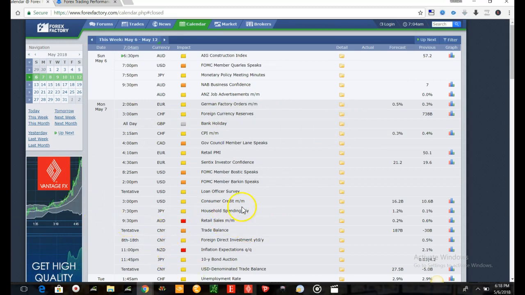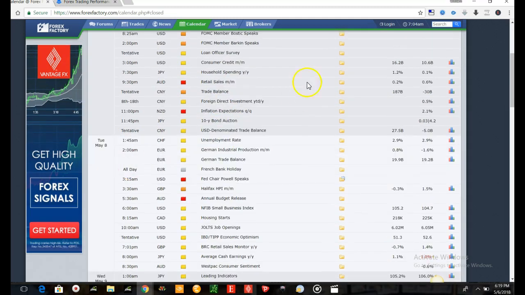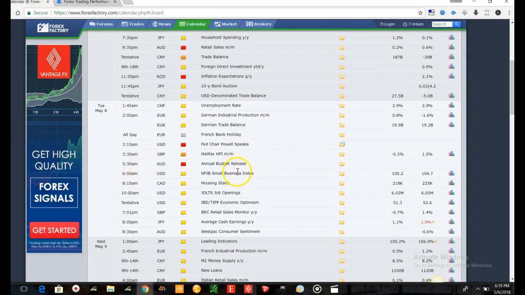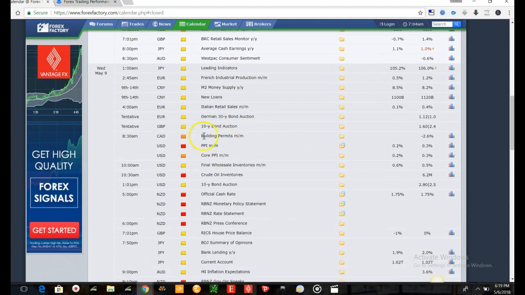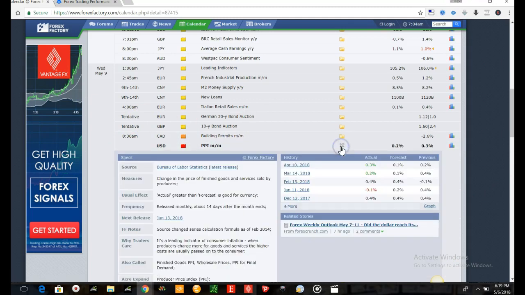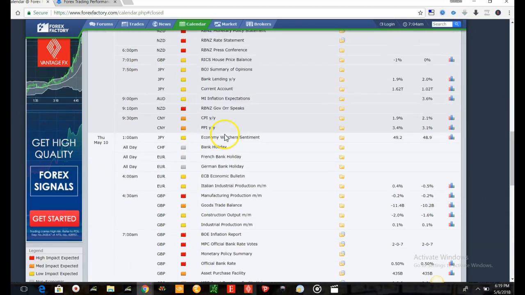Retail sales on the Aussie will actually be Tuesday morning in the Asian session. A lot of news in the Kiwi this week also. Tuesday we've got the Fed chairman speaking. Early, we've got the annual budget rate on the Aussie. So a bit of news in the Aussie at the start of the week. The US PPI on Wednesday, it's core inflation. We've got the cash rate on the Kiwi on Wednesday, which is actually Thursday, Asian session.